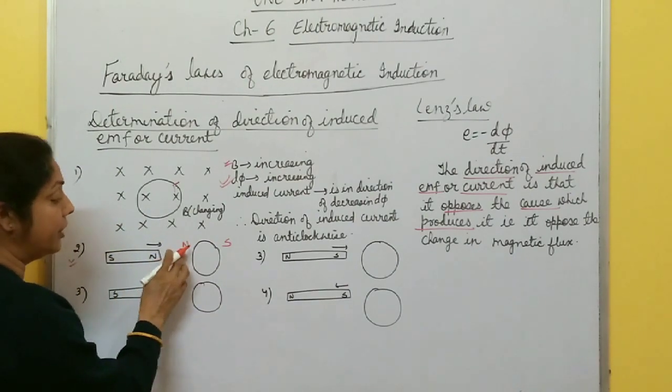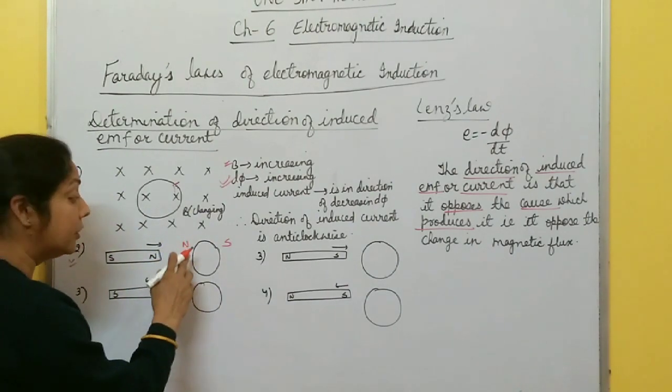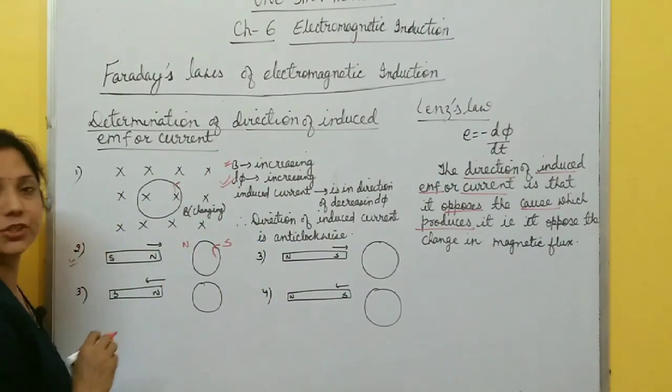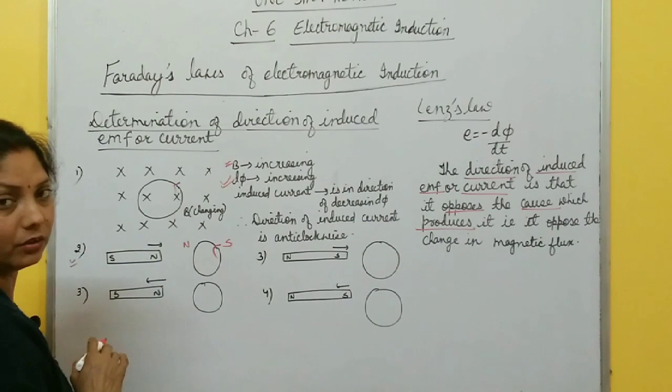So what is the direction of the induced current? North pole. North pole means anti-clockwise direction. So the direction of induced current is in the anti-clockwise direction.